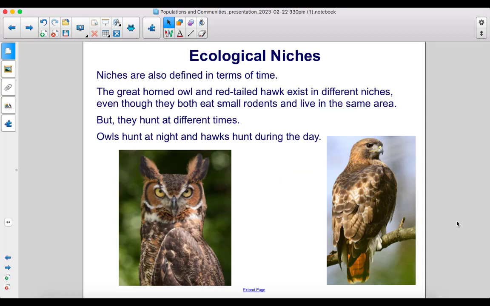The great horned owl and red-tailed hawk exist in different niches, even though they both eat small rodents and live in the same area. But they hunt at different times. Owls hunt at night and hawks hunt during the day.